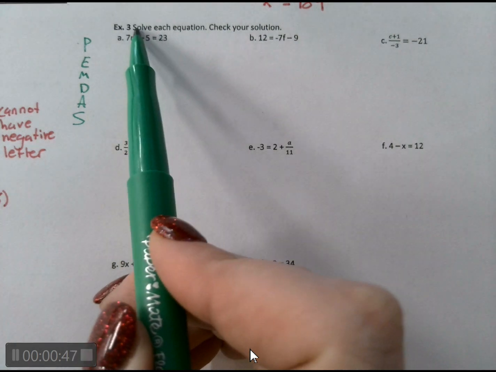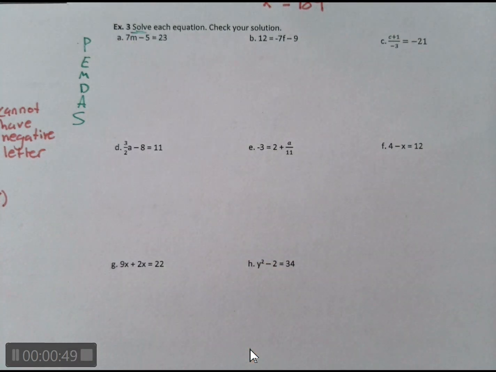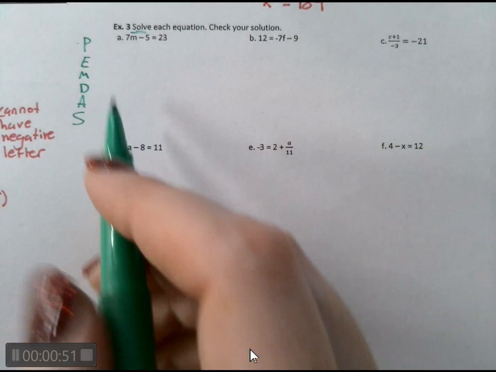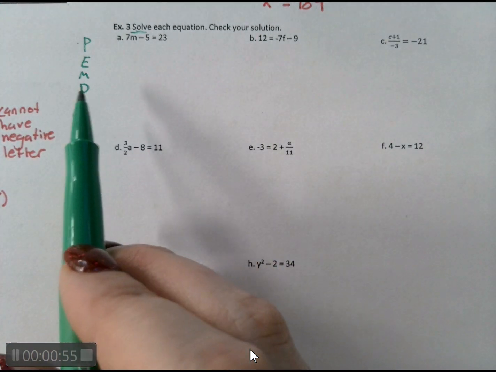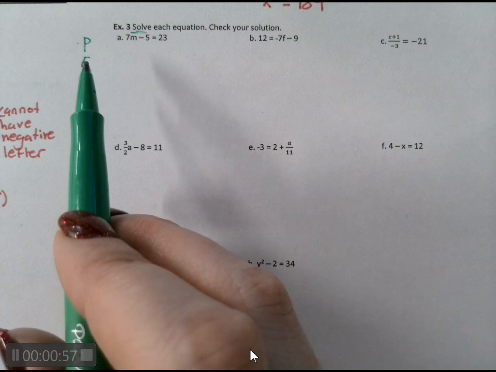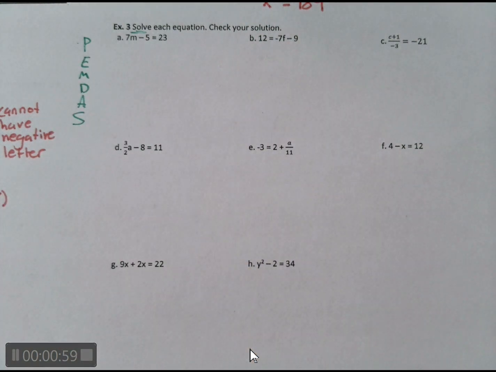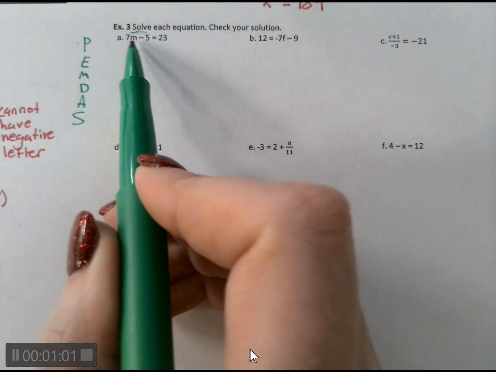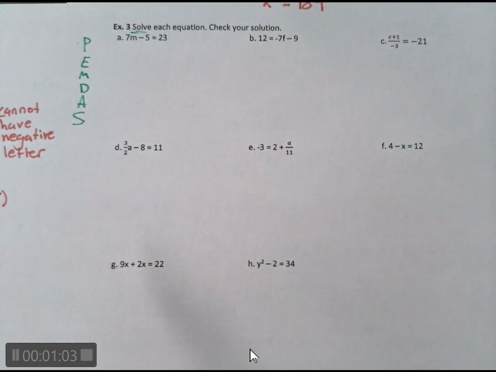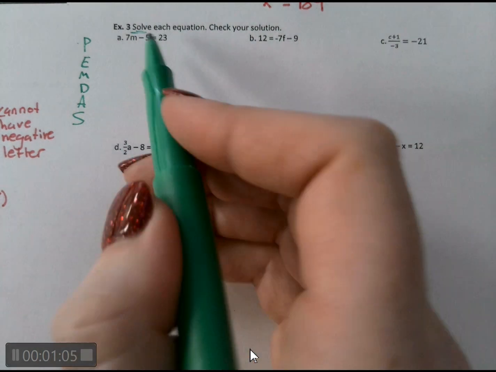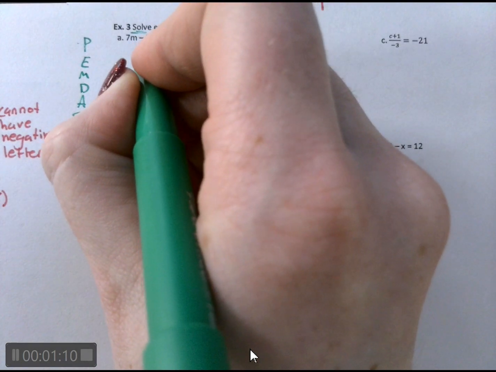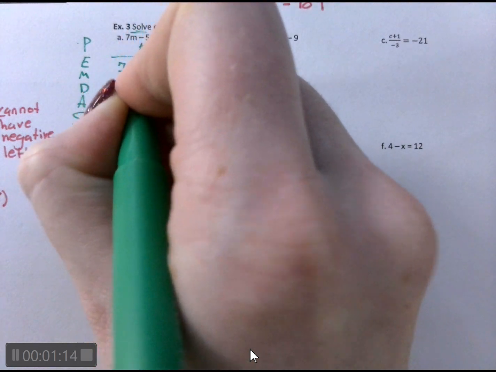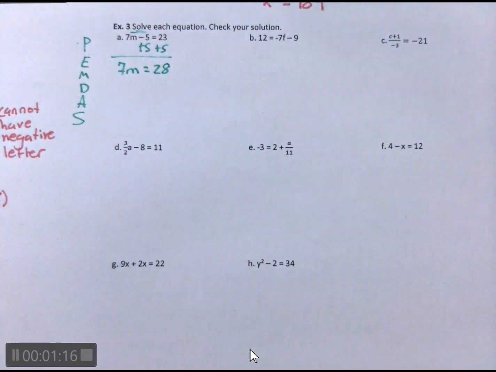Well, when we're solving, we have to do it opposite. So instead, we have to subtract or add first, then divide or multiply first, exponents, parentheses. Okay? So, I have a multiplying and a subtraction. So the very first thing I have to do is get rid of the subtraction by adding. So I'm going to add 5 to both sides to get 7m equals 28.